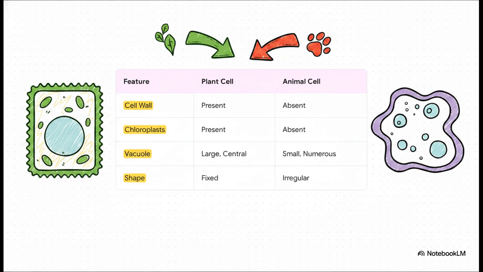Plants have a super rigid outer cell wall for support. Animal cells are soft. They don't have one. Plants have these amazing organelles called chloroplasts that make food from sunlight. Animals, well, we have to eat our food. And look at the vacuole. In plants, it's this one huge central water tank that gives the cell a fixed shape. Animal cells just have a few small ones, so their shape is more irregular.